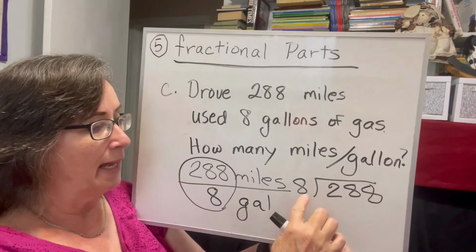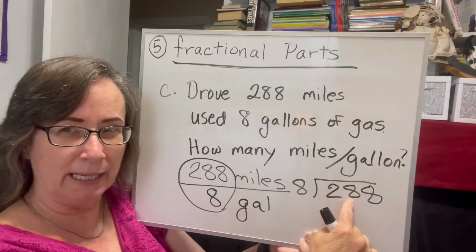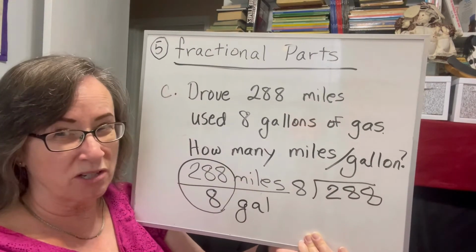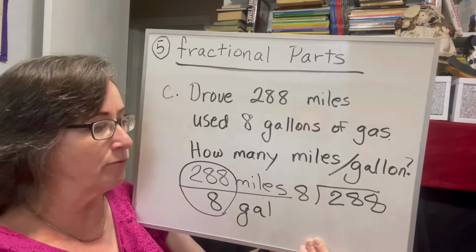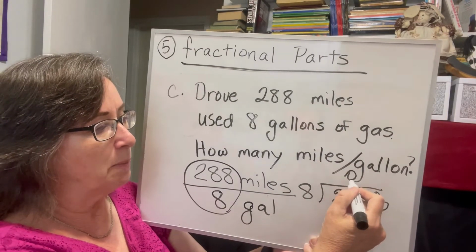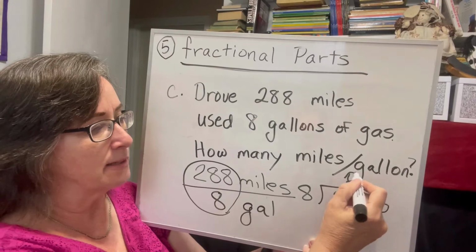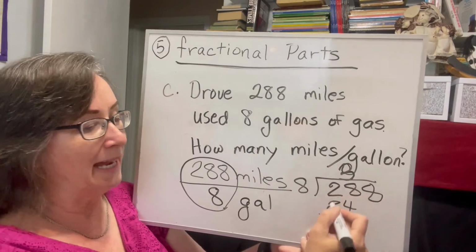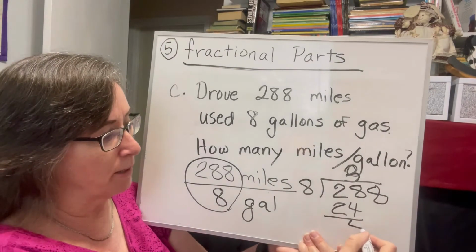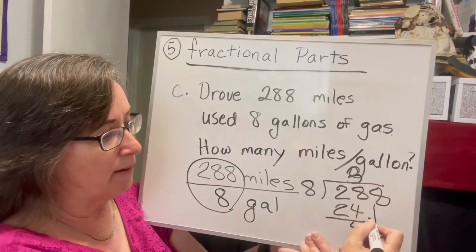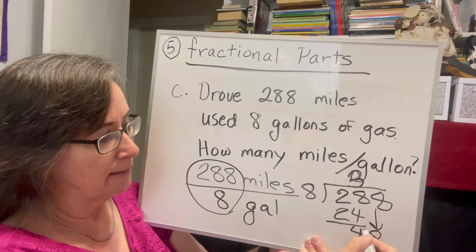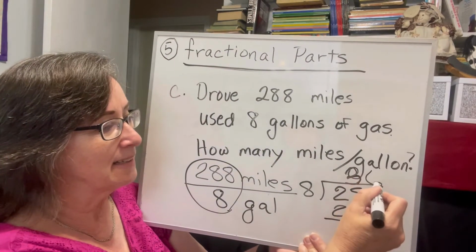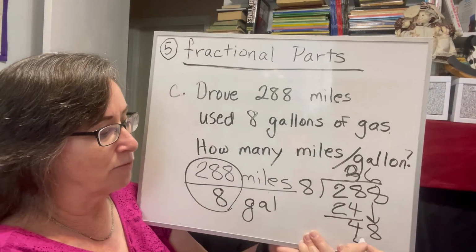Okay, so 8 goes into 28 how many times? Well, 8 times 4 is 32. 8 times 3 is 24. So it's going to be 3 and a little bit, isn't it? So 3 times 8 is 24. 28 minus 24 is 4. Bring down the 8. 8 into 48 is 6. 6 times 8 is 48.